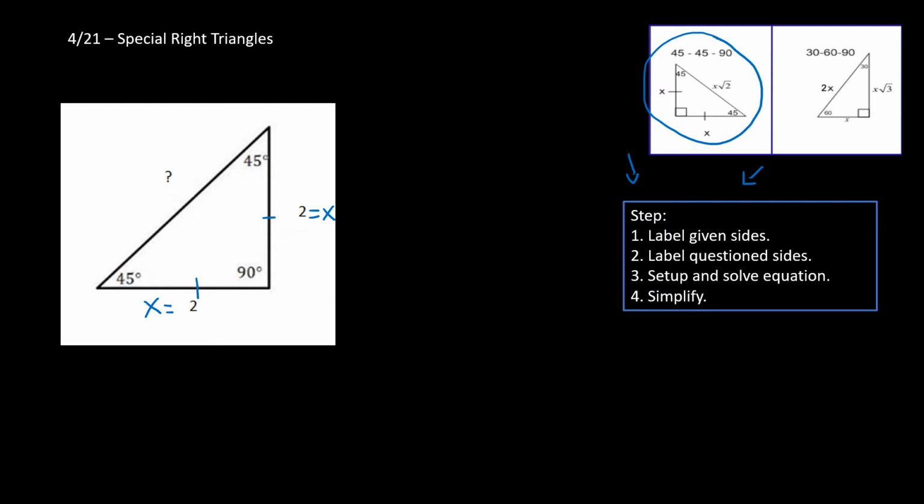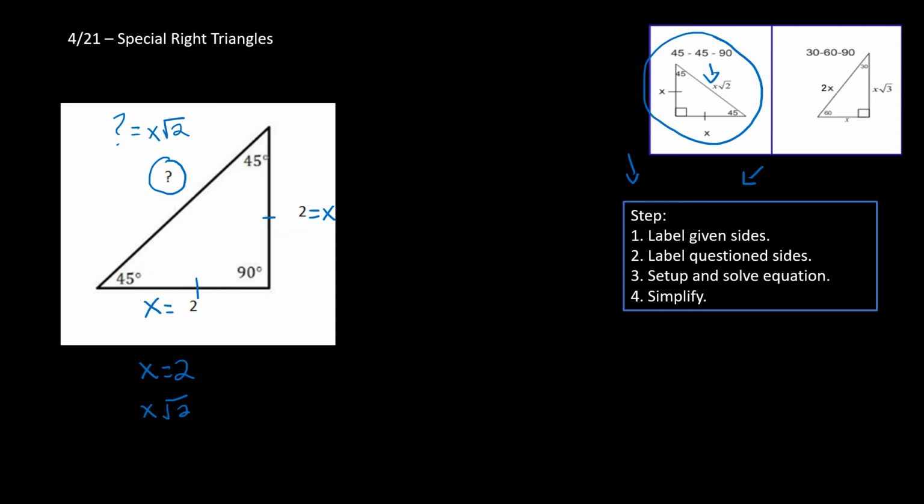The next part is to label the question sides. What I mean by that is we need to identify what we're solving for. We've got this big old question mark here on the hypotenuse. We know our hypotenuse value is x square root of 2, so our question mark is x square root of 2. This is what we're solving for. So we need to identify what we have. We know that x is equal to 2, and we're looking for x square root of 2.